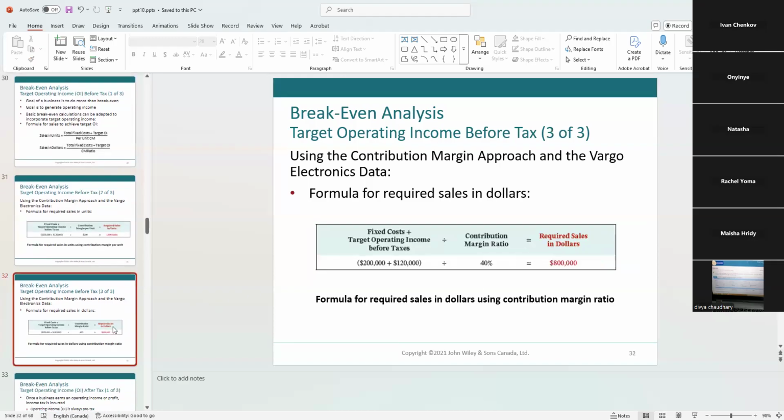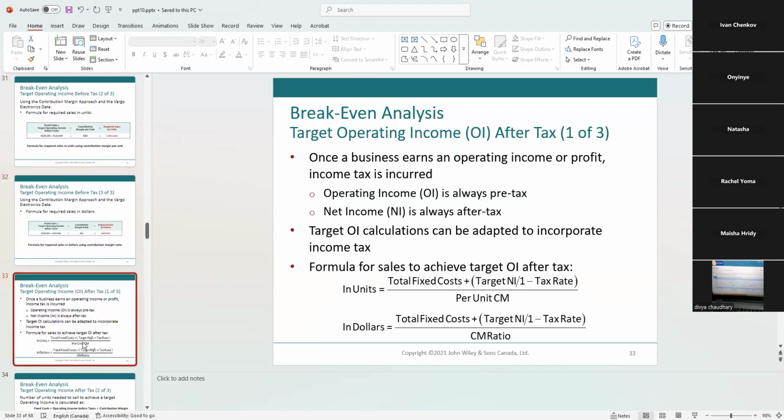1,600 units. How much should my total sales be? $800,000. If my sales are $800,000, then my contribution margin will be $320,000. I'm going to cover my $200,000 fixed cost, and I'm going to have $120,000 left. Now, if we add the taxes, then it becomes a little bit more interesting, isn't it?